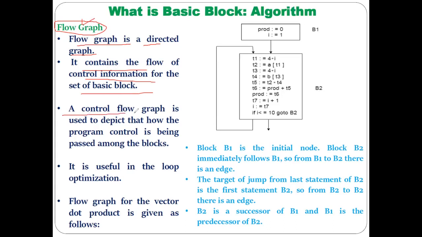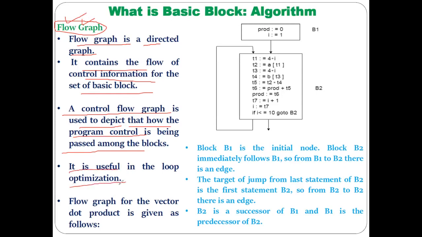Okay, a control flow graph is used to show how the program control is being passed among the blocks. It means how the program control is moving, or passing, from one basic block to another basic block. In order to show that, the flow graph structure is used. So this flow graph is most useful in loop optimization. That is the next point we are going to see.